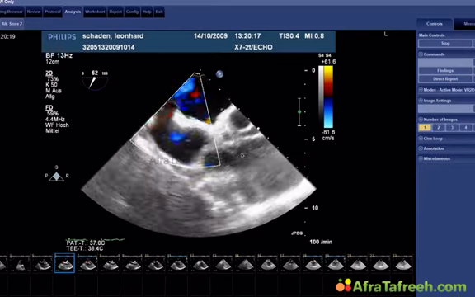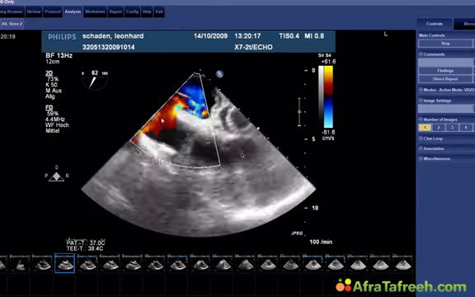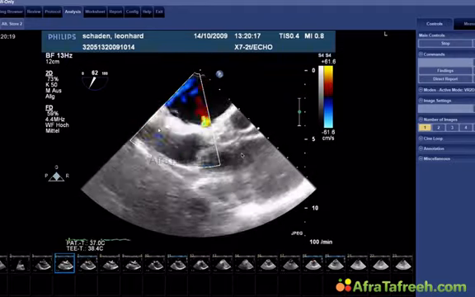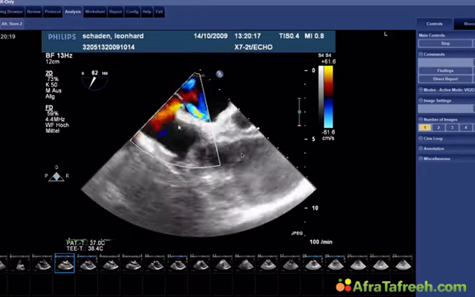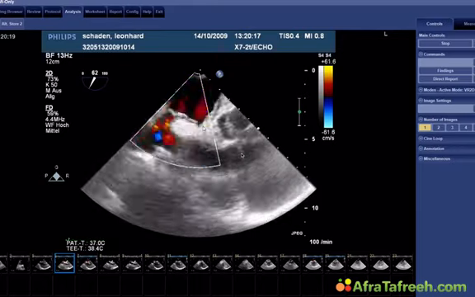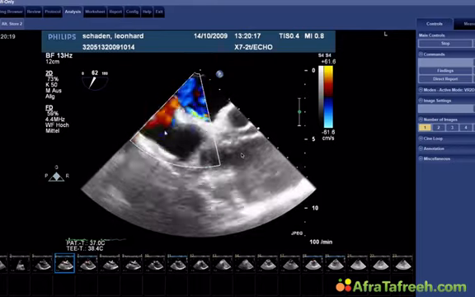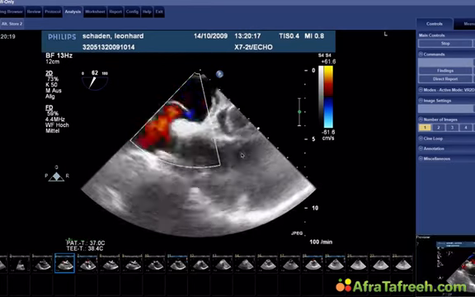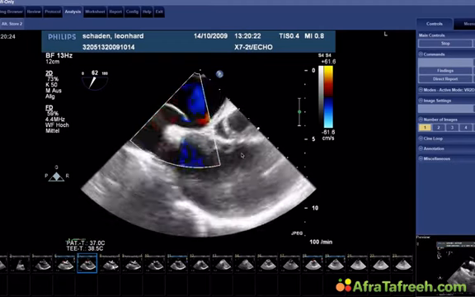And if we use color, it's clear the patient has a shunt. He has a shunt between the left atrium and the right atrium. In this case, flow is directed bidirectional. You can see flow in both directions depending on the pressure difference between the left and the right atrium.